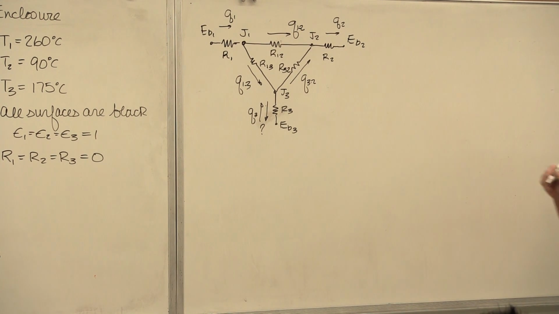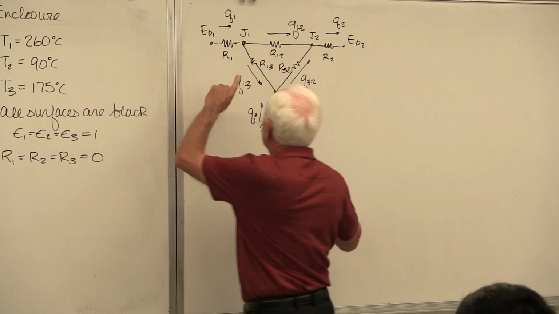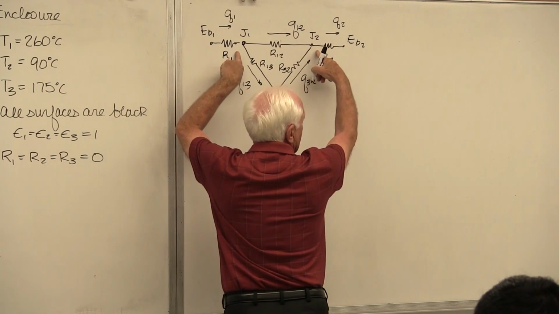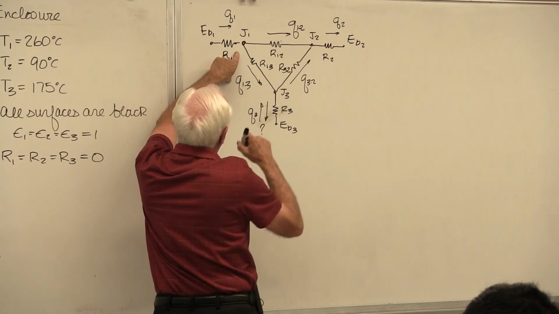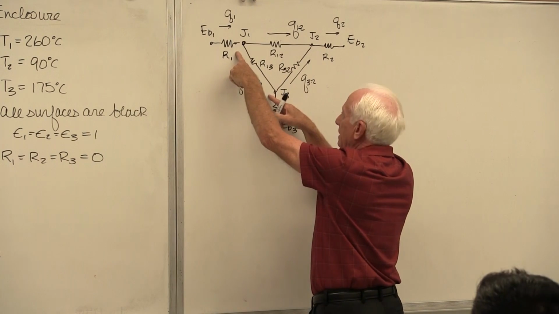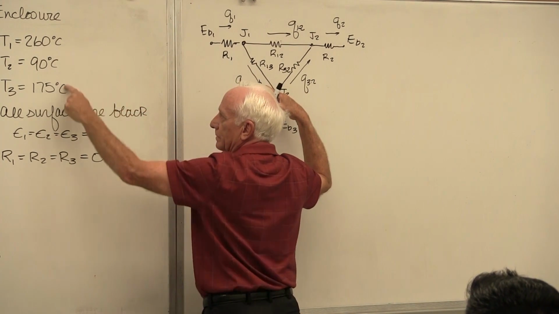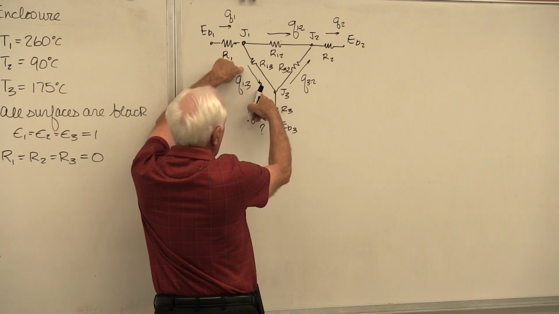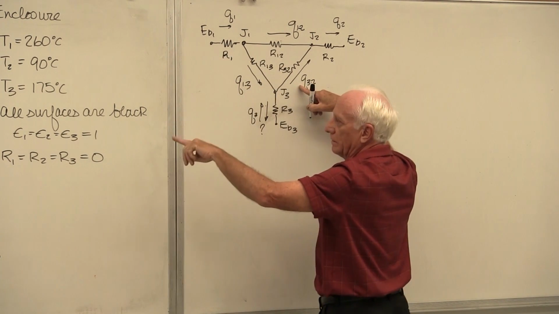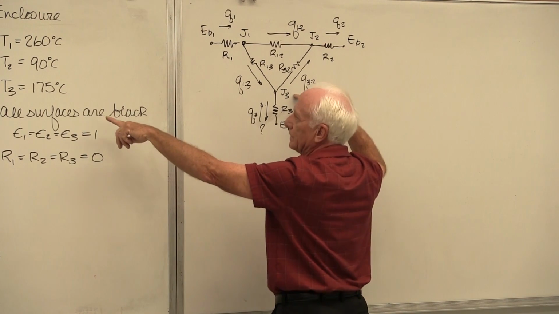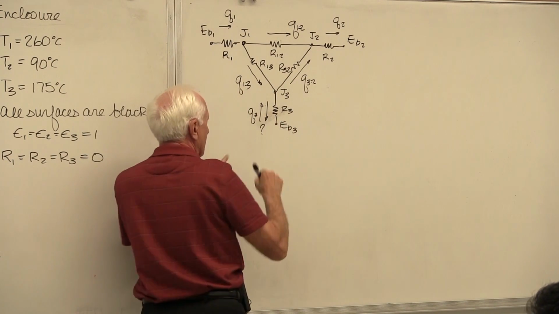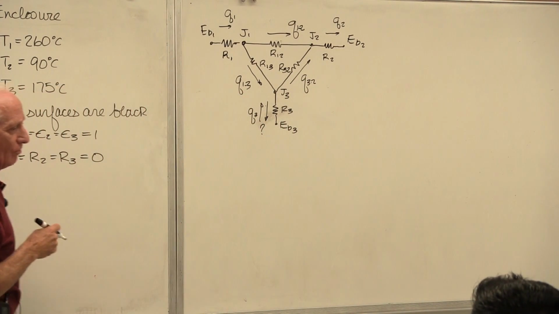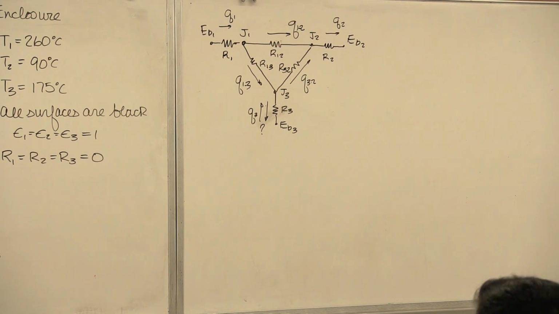Okay, now we'll take... I know since surface 1 is the hottest and surface 2 is the coldest, heat goes from 1 to 2, of course. It's going from hot to cold. I know that since 1 is hot and 3 is colder, 1 at 260, 3 at 175, heat goes down that way. Over here, 3 is 175, 2 is 90. Okay, it goes that way. What I don't know is which way that Q3 is. I won't know it until I solve the problem.